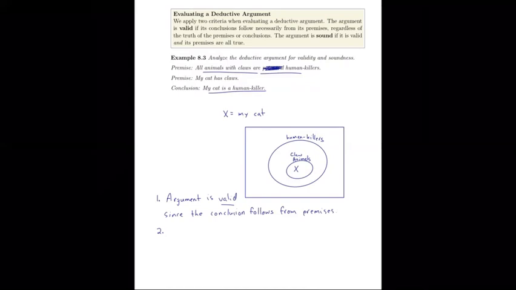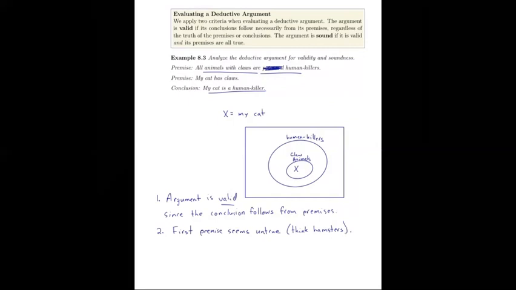Okay, so the first premise seems untrue. Yeah, it doesn't hold. Maybe we suggest something. You know, think hamster. Hamsters have claws. How many people have hamsters killed? Okay, so we conclude that the argument is not sound. It's not sound because one of the premises is untrue.